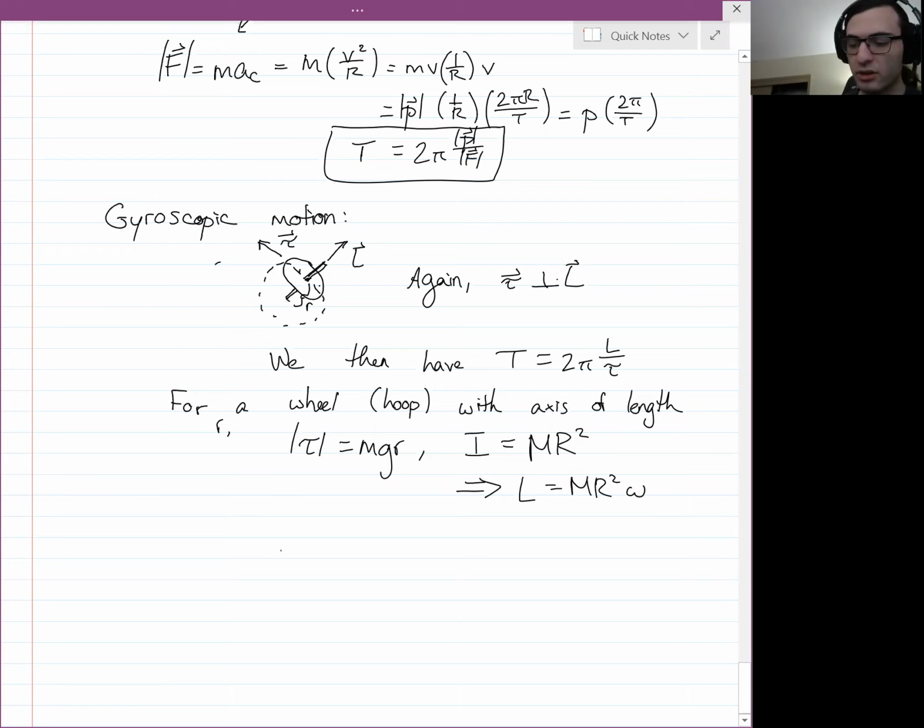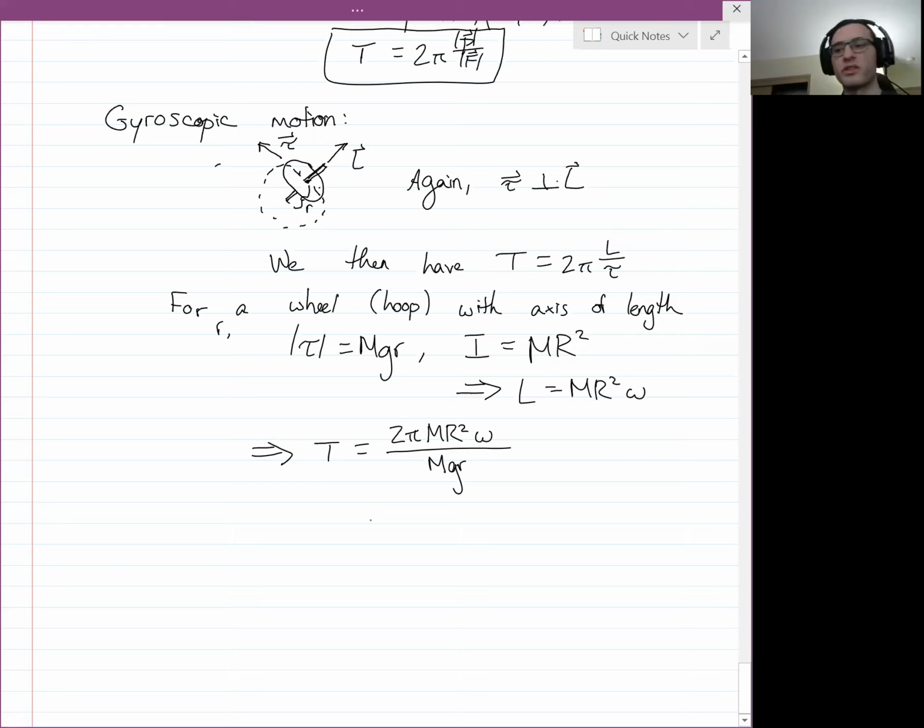So that means that the period is 2 pi times r, times mr squared omega, divided by capital M, because it's the same mass, mgR. R is the length of the axis, or the axle. And so simplifying, you get that this is 2 pi times the radius of your hoop squared times the angular velocity of your hoop, divided by g times R, where R is the distance from the center of your gyroscope to the axis of rotation. And this is just now a formula that describes gyroscopic precession.